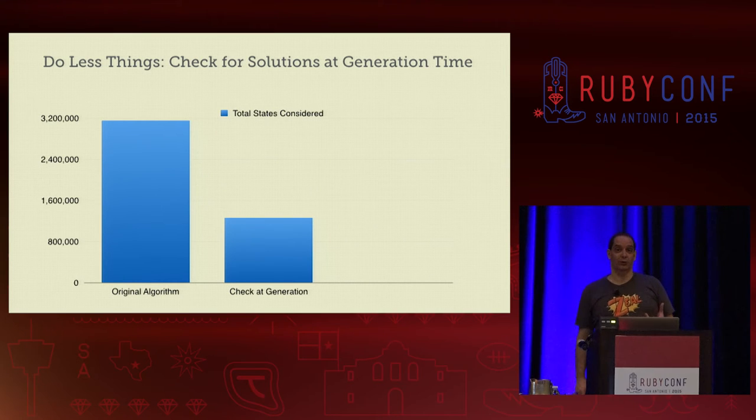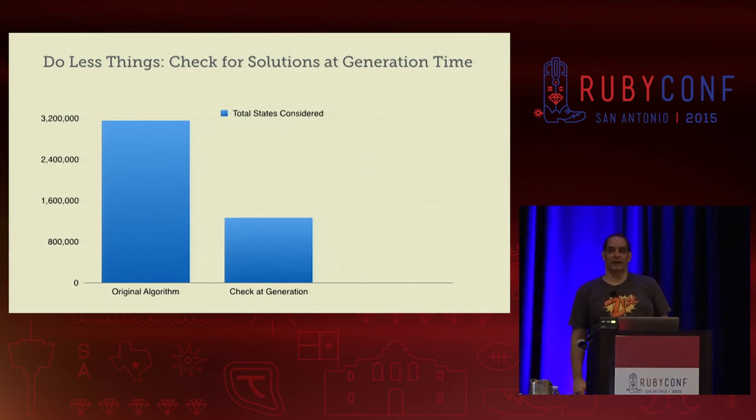So this graph is the total number of states I had to consider to play my sample game, and it was almost a factor of 3 fewer states to consider. So that was a huge win, because you just don't have to explore all the rest of the level you're on and all the next level to the point where you find the solution. So that was a big win.